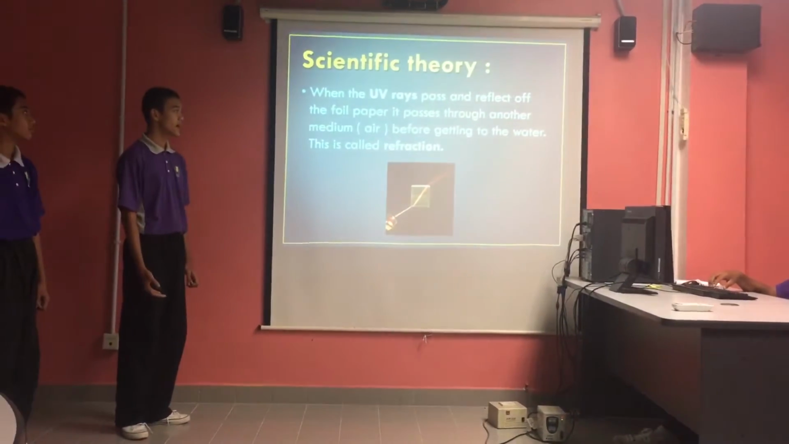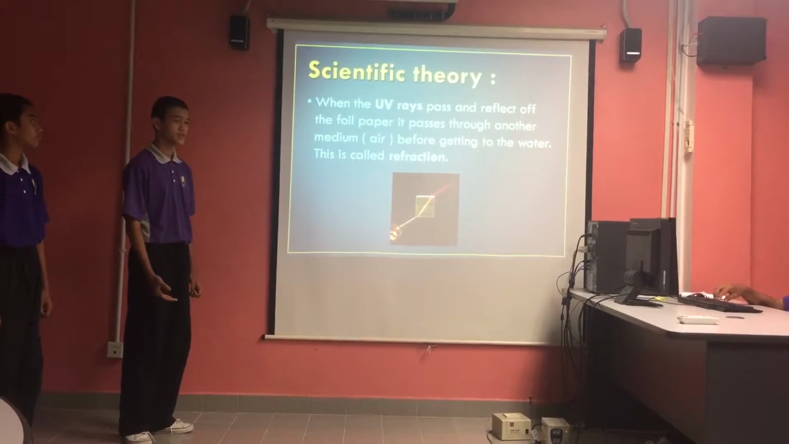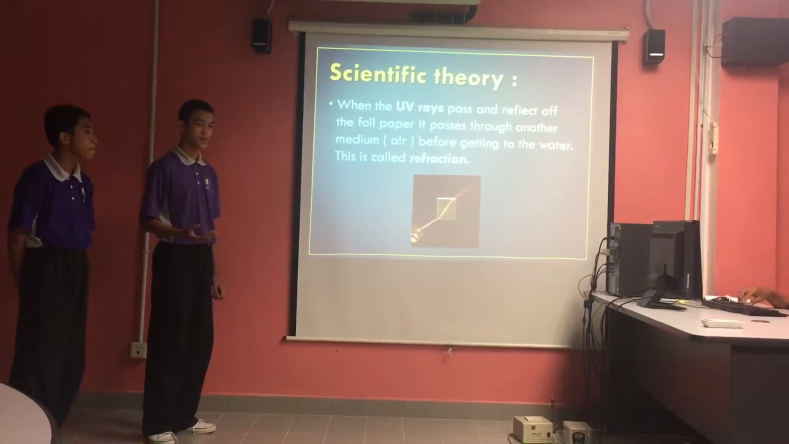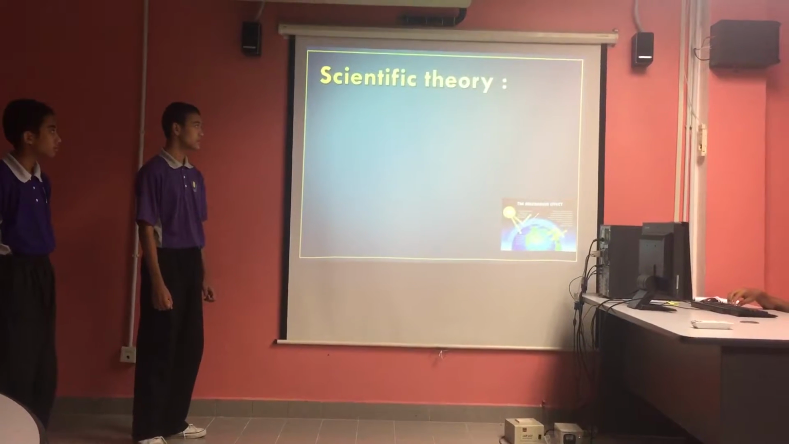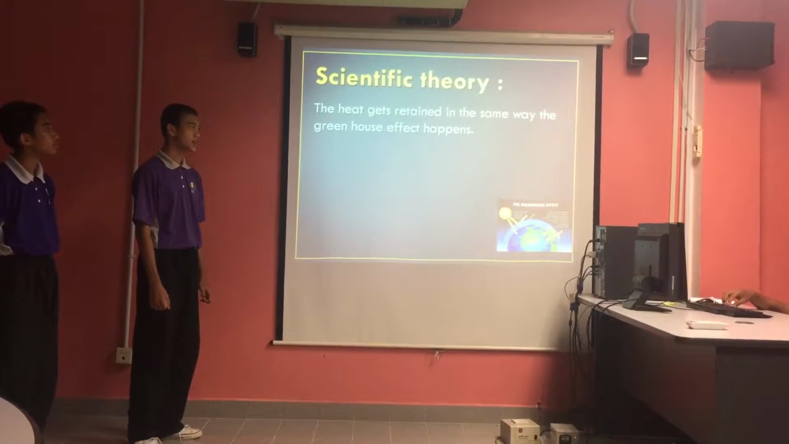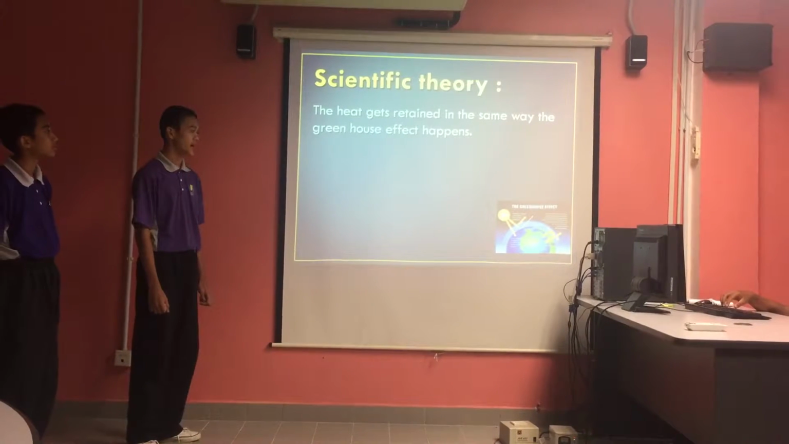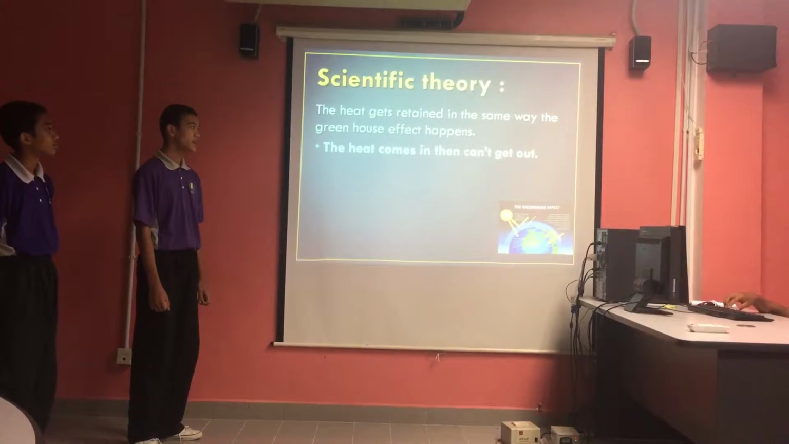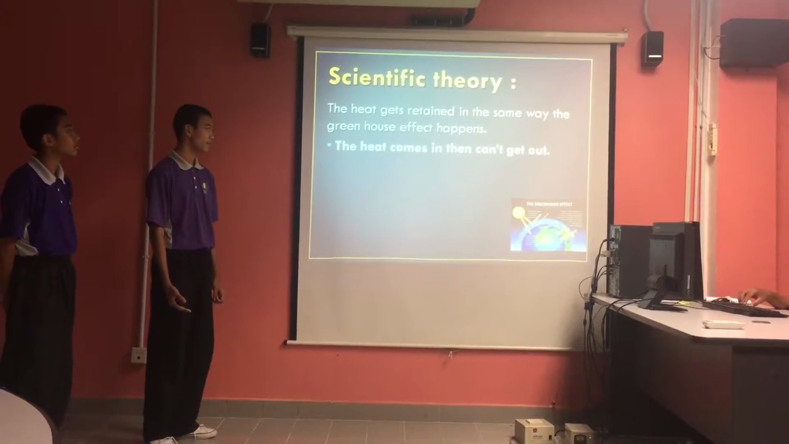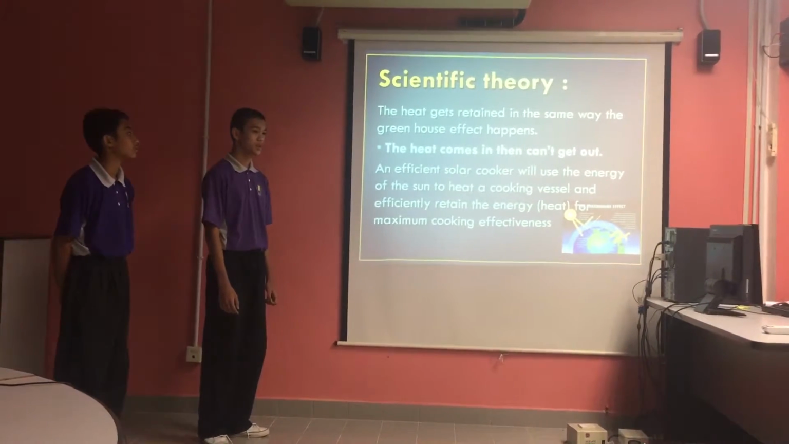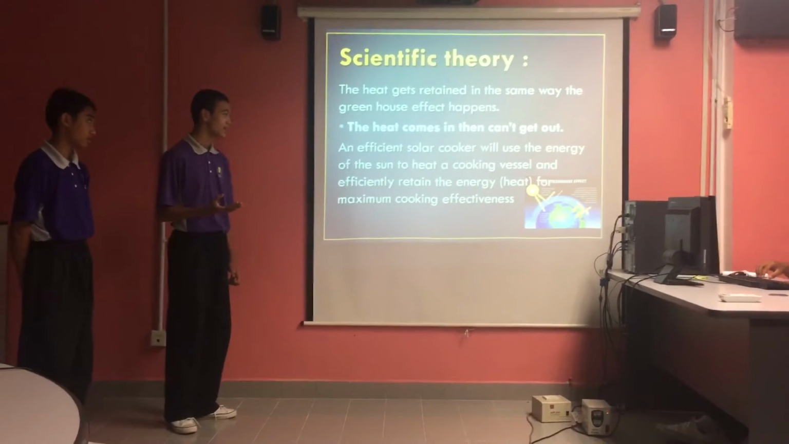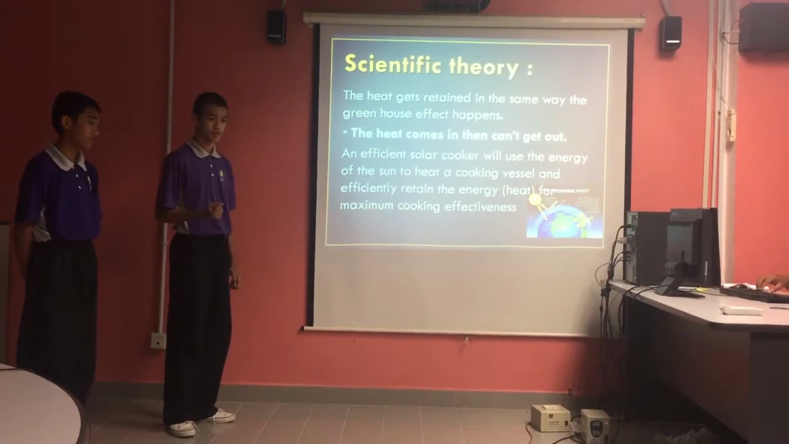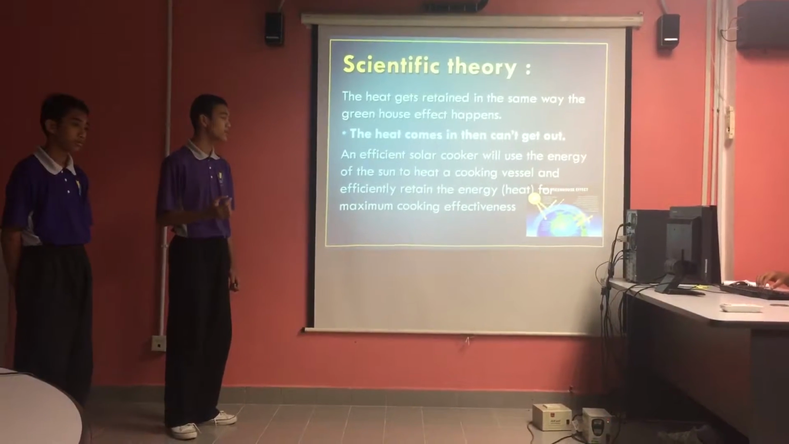When the UV rays pass and reflect off the foil paper, they pass through another medium before getting into the water. This is called refraction. The heat gets retained in the same way. The greenhouse effect happens. The heat comes in and cannot get out. An efficient solar cooker will use the energy from the sun to cook a vessel efficiently and retain the heat for maximum cooking effectiveness.